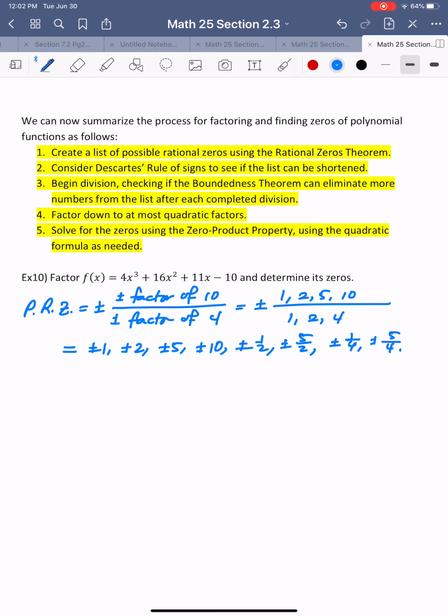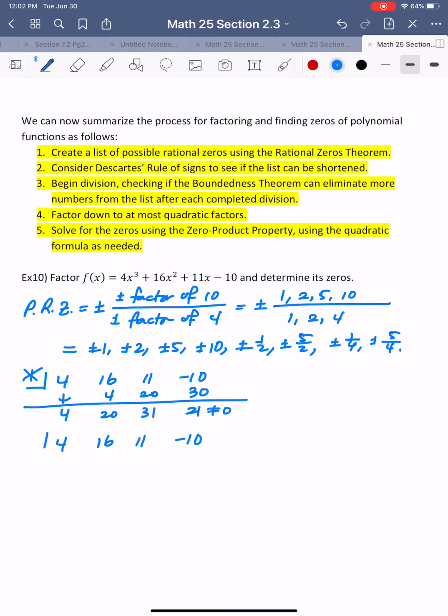So let's start here: 4, 16, 11, and negative 10. Starting from 1, drop the 4, then 20, 20, 31, 31, and 21. Not going to be a zero, so 1 is not a zero. Again 4, 16, 11, and negative 10, and then I'm going to use negative 1. So 4, negative 4, 12, negative 12, negative 1, and 1, negative 9, which is not a zero. So negative 1 is also not a zero.